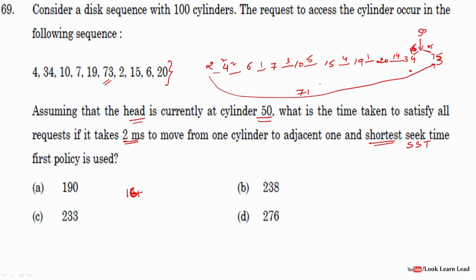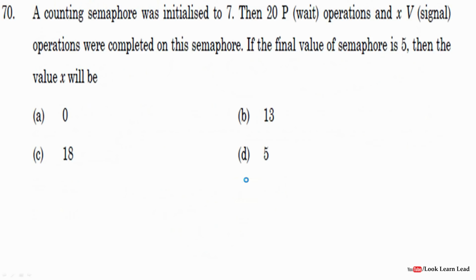So we would be adding up all: 16 plus 14 plus 1 plus 4 plus 5 plus 3 plus 1 plus 2 plus 2 plus 71, and it is equal to 119. So we have traversed 119 cylinders, and for traversing one cylinder you have 2 milliseconds, so it would be into 2. That would be the time, so the answer is 238. Okay, 238 should be the answer. So it is over here. B is our answer. Okay, next question.